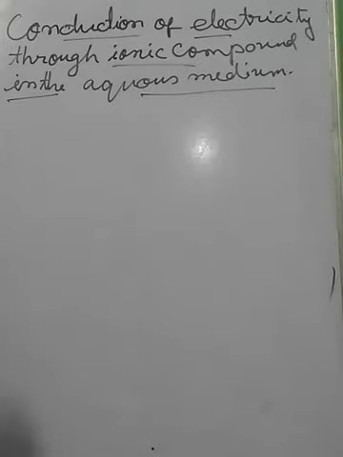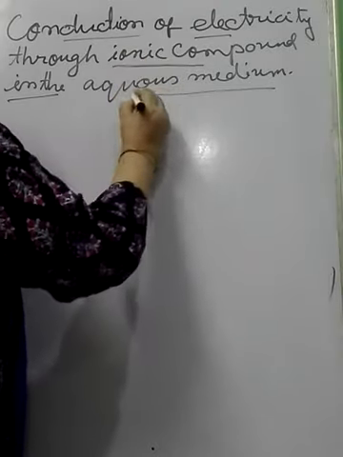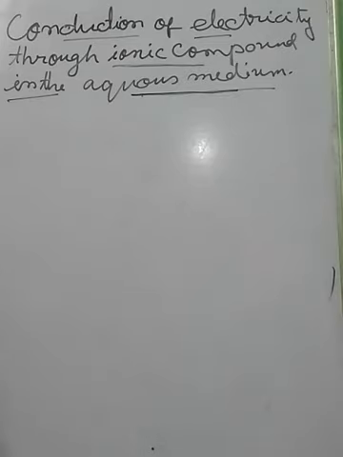But ionic compounds in the aqueous form, meaning when ionic compounds are mixed with water, we get the aqueous solution of that ionic compound. For example, suppose a sodium chloride salt solution. So these ionic compounds in the aqueous medium are good conductors of electricity. This particular activity can be explained in the following way.